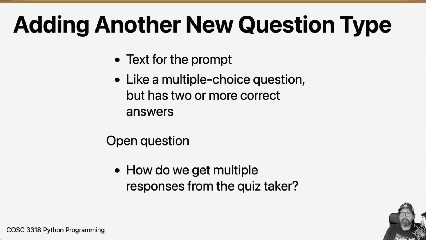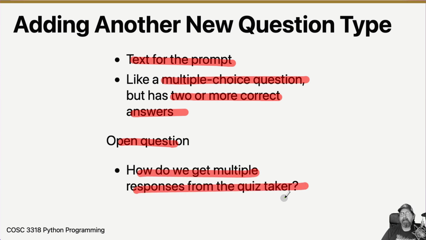So now let's add another question type, which is like a multiple choice question. It has text for the prompt, but it has 2 or more correct answers. Multiple choice questions only have 1 correct answer. So this is like that, but it has more than one that you can choose that has to be correct. And then the open question is, how do we get multiple responses? How do we get that?